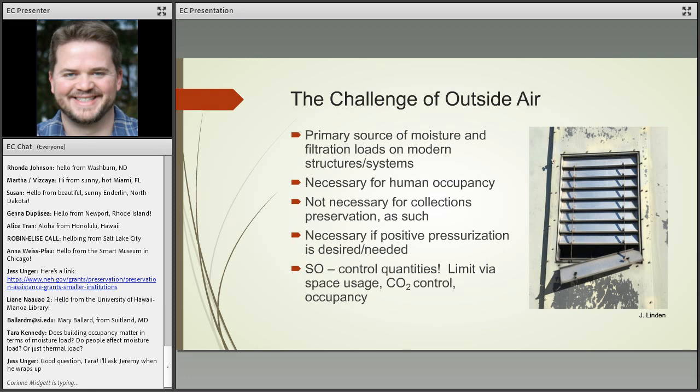So not only is it the primary source of moisture, but it's also one of our key sources when it comes to particulates and gaseous pollutants that we need to filter out. But that's a discussion for another day.